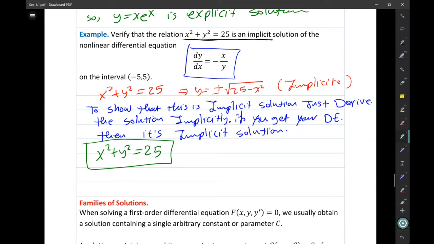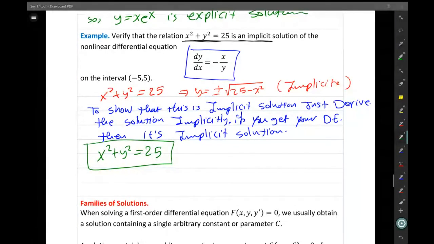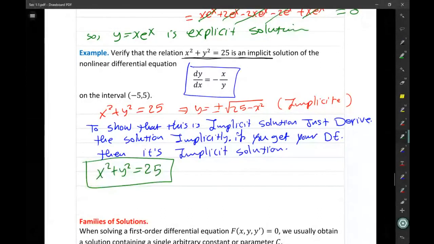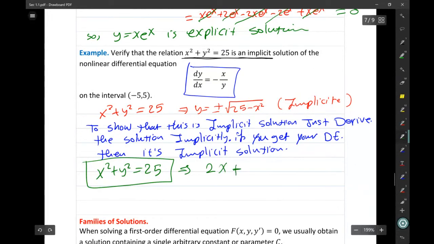What is the meaning of deriving implicitly? Who can tell me here? What is the meaning of deriving implicitly? To derive implicitly, it means you have to derive x with respect to x, and for each y derive it with respect to y and multiply it by dy/dx. So 2y times dy/dx, derivative of 25 is 0. Now simplify.